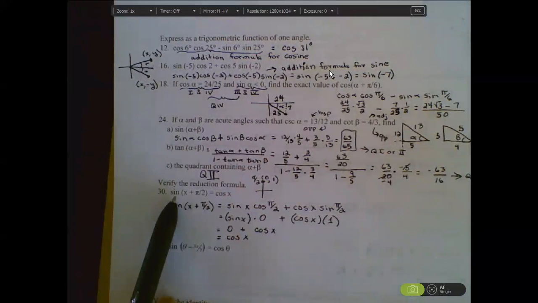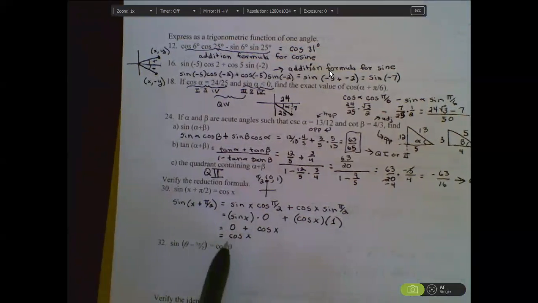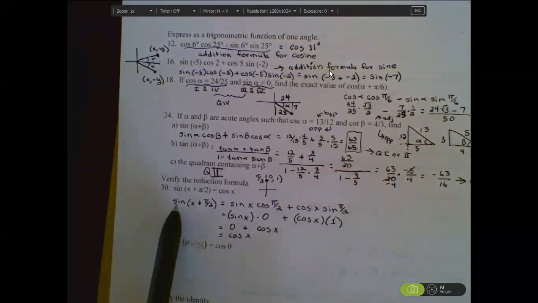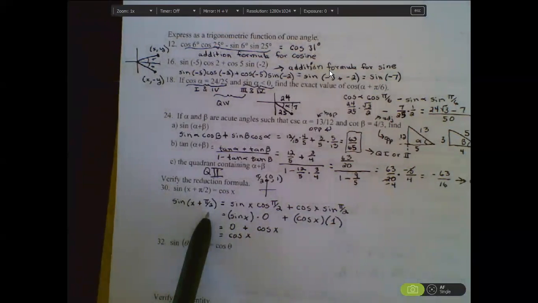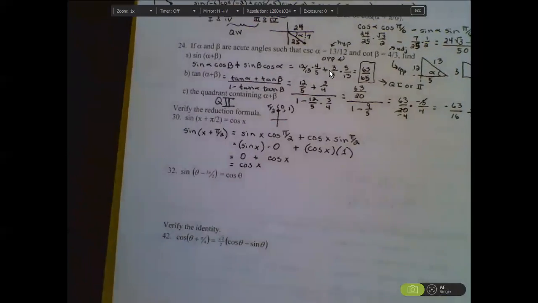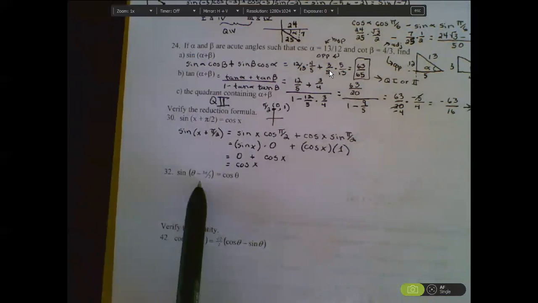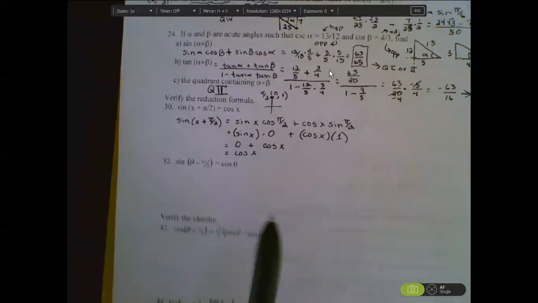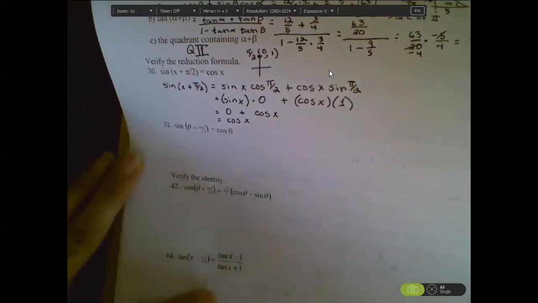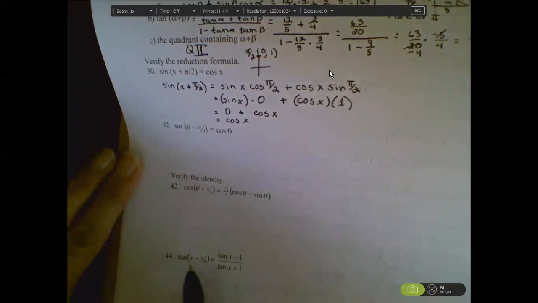Whatever cosine is at x radians, sine's going to be the same thing, 90 degrees or pi over 2 radians from there. So those last 3 formulas, you just need to figure out which addition or subtraction formula you need. 32, you need the subtraction formula for sine. 42, you need the addition formula for cosine. And 44, you need the subtraction formula for tangent. And those proofs will fall right out.